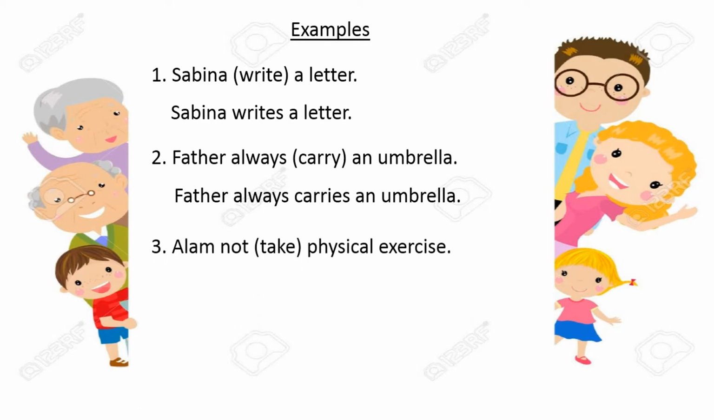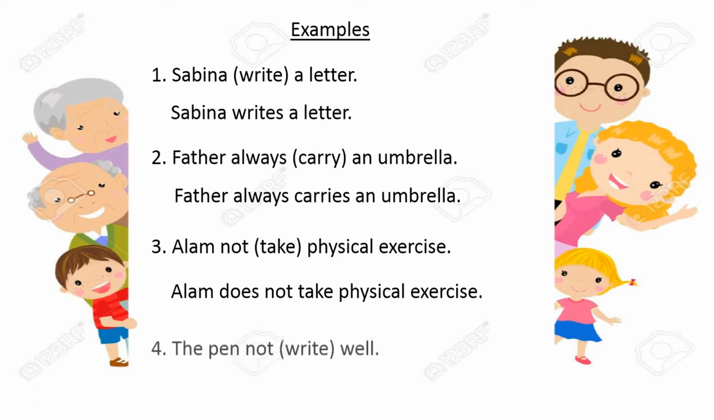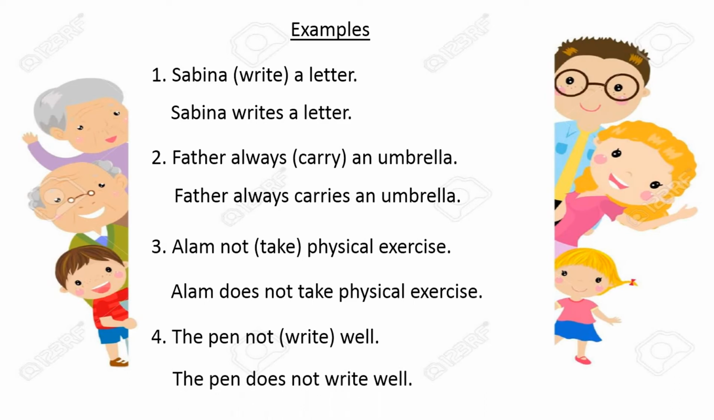Okay, Alam (not take) physical exercise. Here we find it's a negative sentence. So in that case we will write does just after the subject and will not add s or es with the verb according to the rule. So the answer will be: Alam does not take physical exercise. Next, the pen (not write) well. It's again a negative sentence, and the answer will be: the pen doesn't write well.